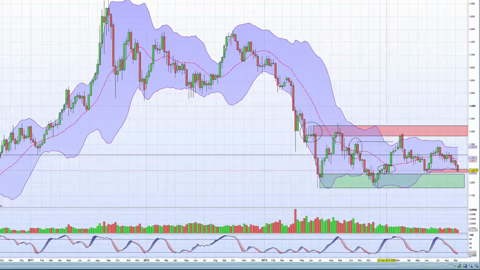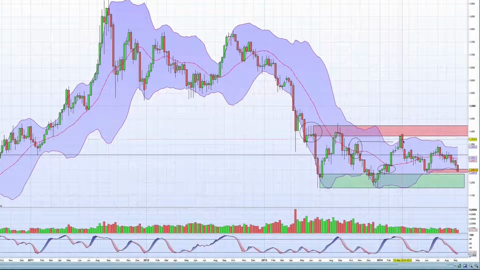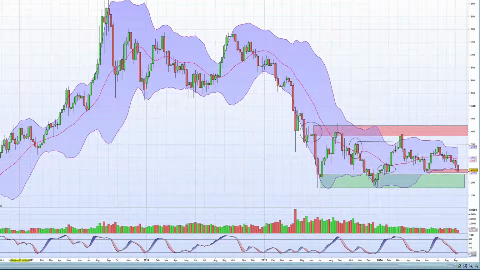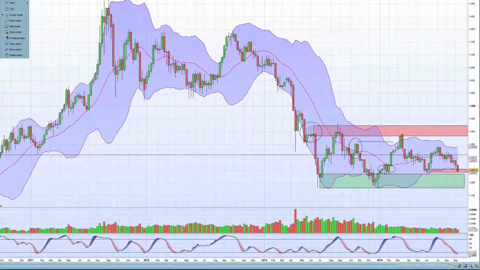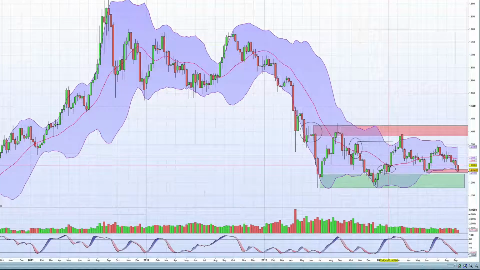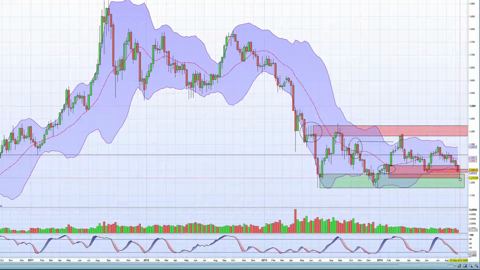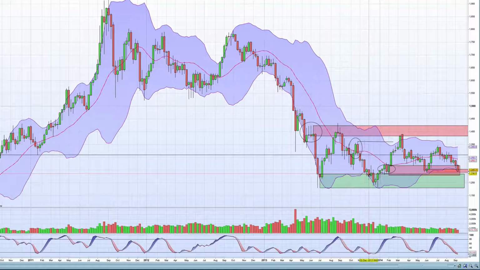Why? Because you come back up, you go up, you come down, you do not create another low. This is your low here, right? So this is your zone. Your zone is from here to there roughly, right? You can probably put it down here, but I'll put it up here.